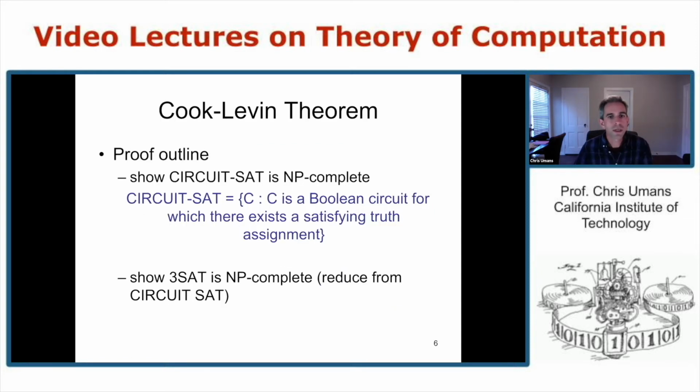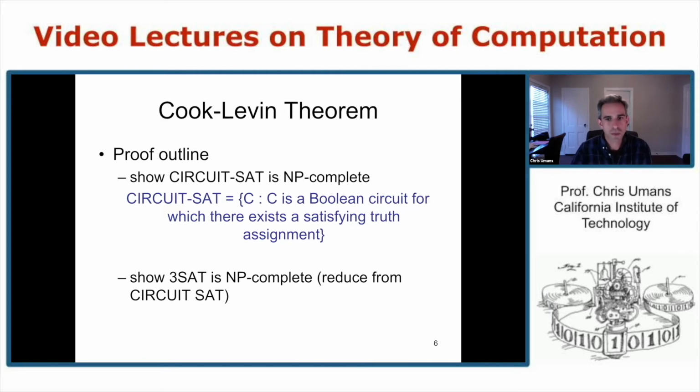Okay, so the reduction is going to come in two parts. First we're going to show that a related problem called circuit SAT is NP complete. And circuit SAT is just the same kind of thing as 3-SAT. It's just that the instance is no longer a 3CNF formula. It's not something in that special form. It's just an arbitrary Boolean circuit. And I'll remind you what that is in just a minute.